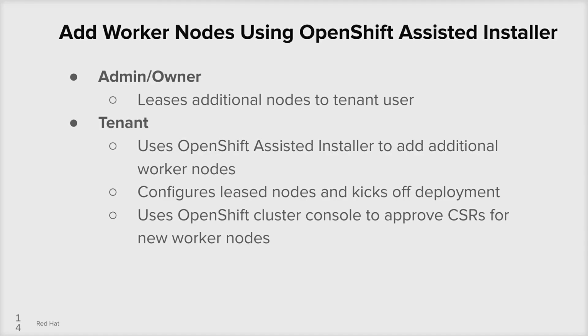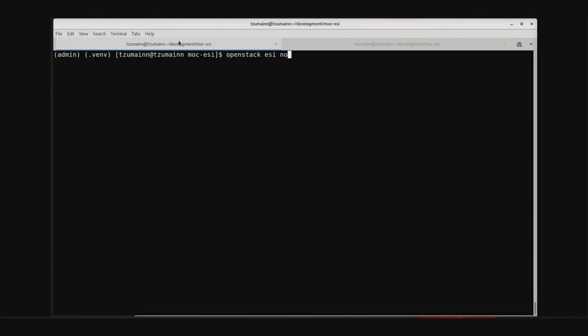In the second part of this demo, we'll have the admin lease an additional node to the tenant user. Then the tenant will use the OpenShift Assisted Installer to add additional worker nodes, configure the leased nodes and kick off deployment, and finally use the OpenShift cluster console to approve CSRs for the new worker nodes. Let's start with the admin user.